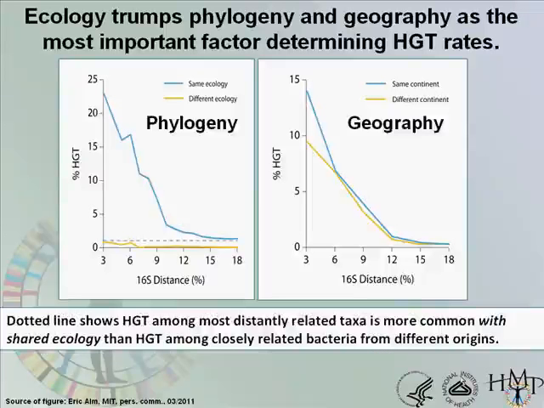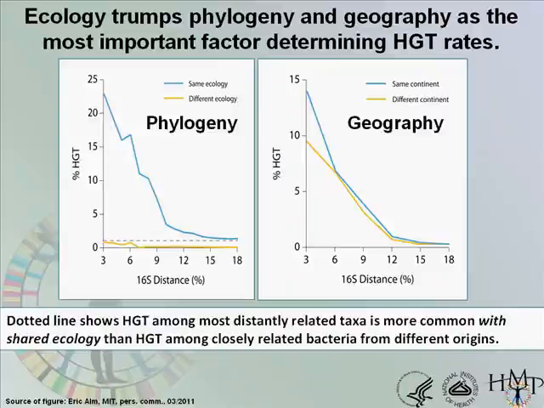And then the other take-home message from Eric's lab is that ecology trumps phylogeny and geography as the most important factor that's driving horizontal gene transfer rates. So what I want to try to walk you through here is, on the left panel, a 16S distance and horizontal gene transfer rates. And he plotted the horizontal gene transfer rates of different habitats or ecologies of the microbes.